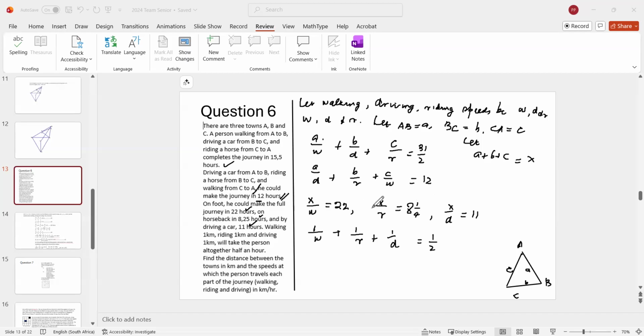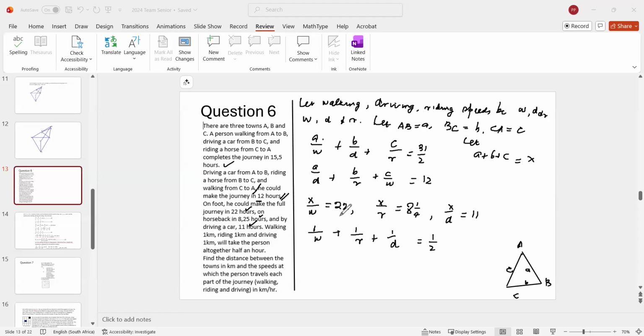Okay, so you got 3 equations. Actually, you got lots of other equations here as well. You've also got A plus B plus C is equal to X. That's another equation. Okay, so you got 1, 2, 3, 4, 5, 6, 7 equations with 7 unknowns. Although it looks quite frightening, but watch.